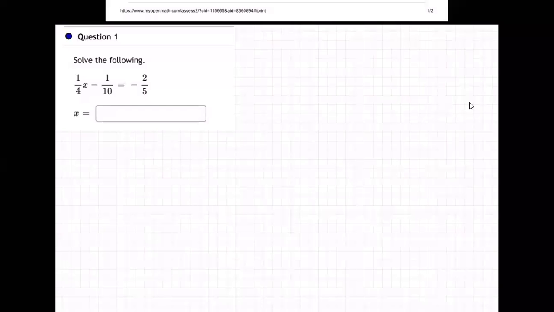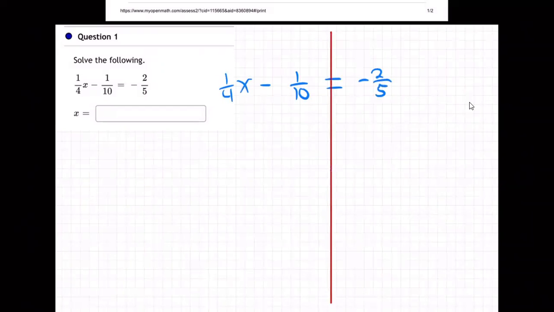So this has got fractions. Let me write it out over here bigger for us. 1/4 x minus 1/10 equals minus 2/5. Okay. I'm going to put in the wall of separation, left side, right side. So now this is just the beginning of our fraction ones.